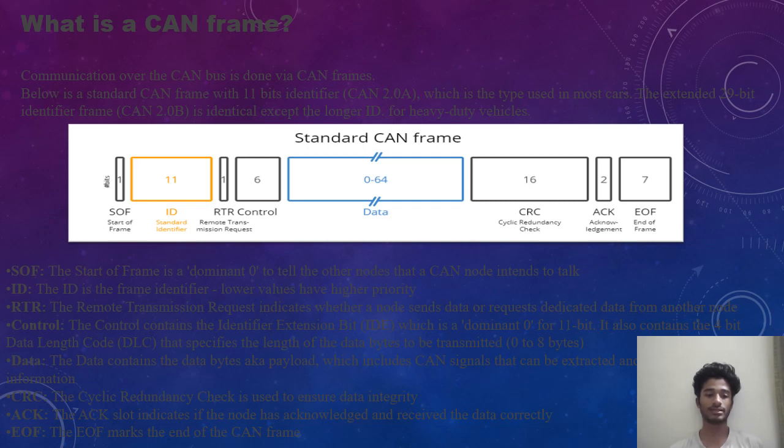CRC, the cyclic redundancy check, is used to ensure data integrity. ACK, the ACK slot indicates if the node has acknowledged and received the data correctly. So what is EOF? The EOF marks the end of the CAN frame. So let's look at the picture of the standard CAN frame. It starts with the SOF, followed by the ID, then RTR, control, then data, then CRC, then ACK, and EOF. So let's move on to the next slide.